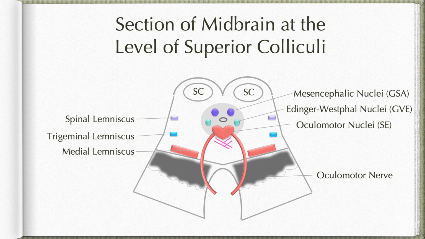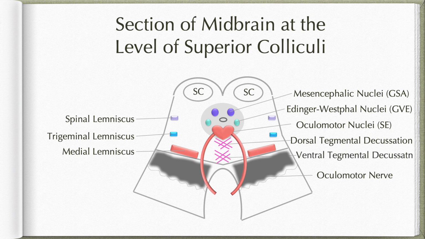So at the higher level here, we don't find lateral lemniscus. Next, in front of the periaqueductal gray, we find a pair of decussations, a dorsal tegmental decussation and a ventral tegmental decussation. Dorsal tegmental decussation is actually formed by the decussating fibers coming from the superior colliculi, and then they will be reaching the spinal cord. So they are the fibers of the tectospinal tract. And the ventral tegmental decussation are the decussating fibers of the rubrospinal tract.